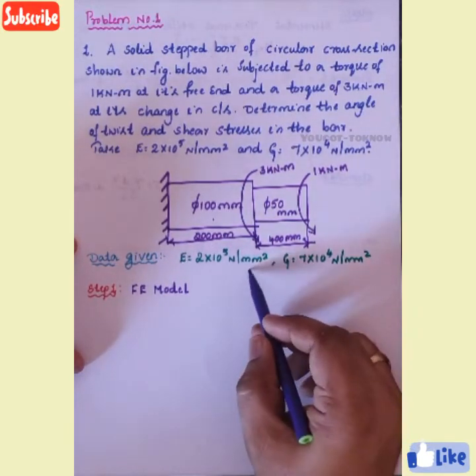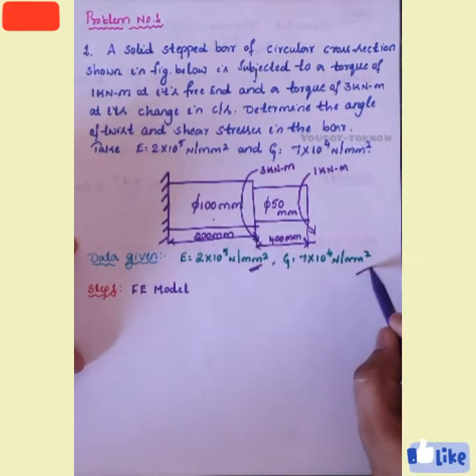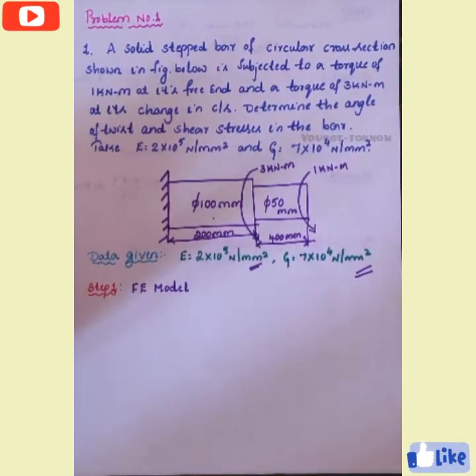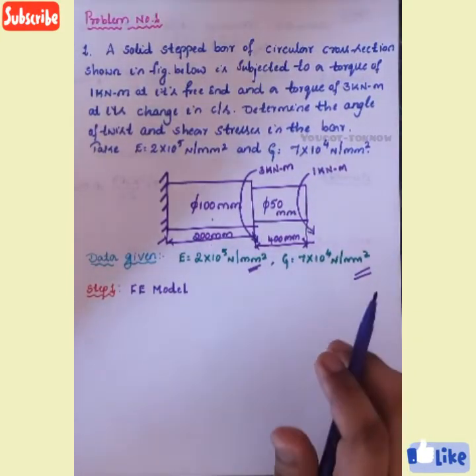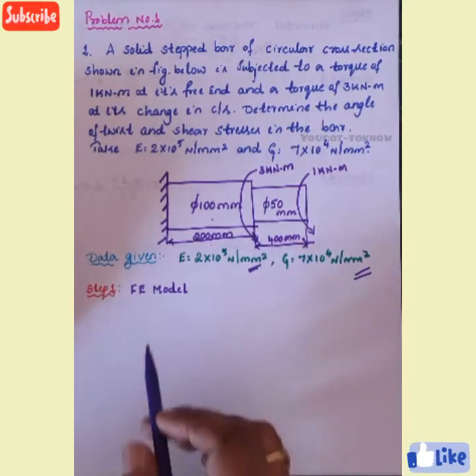What data is given? Young's modulus is given, and then your rigidity modulus G is given. Young's modulus is not required for this problem. Majorly we are concerned only with G. Now, what is the first step?